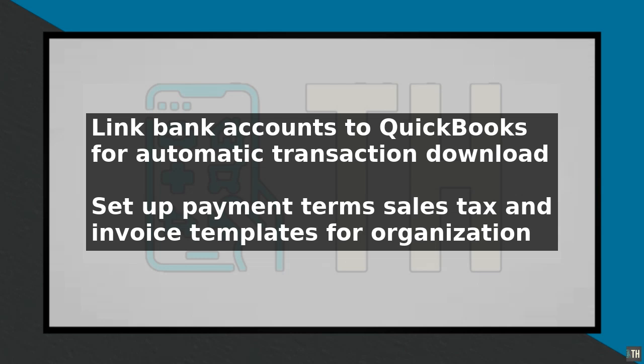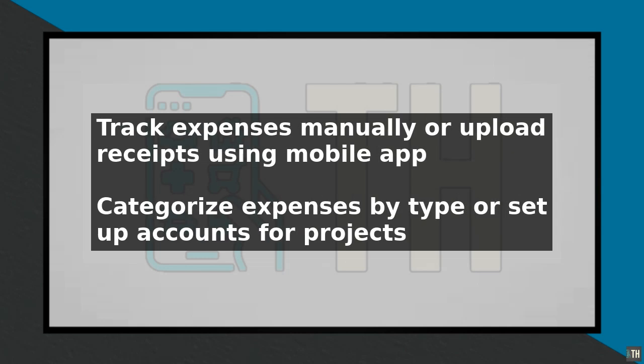Now, let's move on to tracking expenses. You can enter expenses manually or upload receipts using the QuickBooks mobile app. Categorize your expenses by type, such as rent, utilities, or office supplies. You can also set up expense accounts for specific projects or jobs.